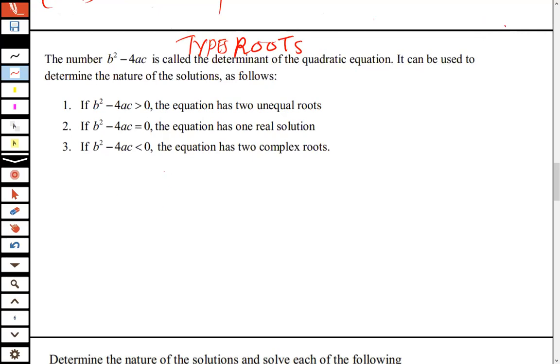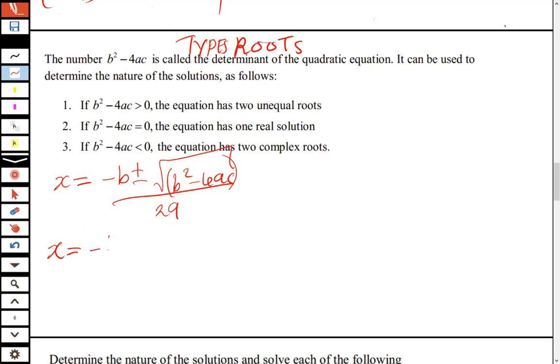The first thing is that when you look at the quadratic formula, we said x is equal to -b plus or minus the square root of b squared minus 4ac, then everything divided by 2a. What is inside here is called the discriminant. Some books call it the determinant, though it's normally called the discriminant. So this can also be written as -b plus or minus the square root of d, which is the discriminant, everything divided by 2a.